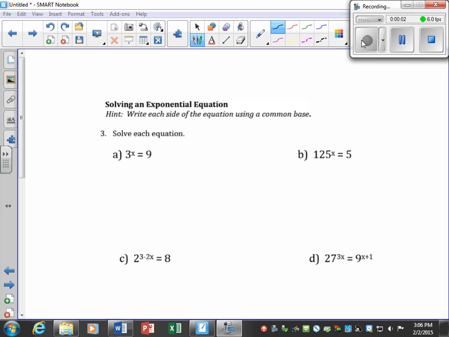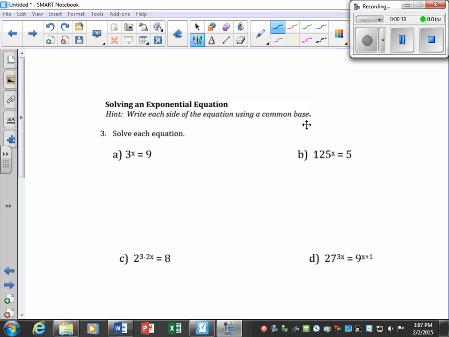The first portion was graphing and becoming familiar with our parent graph of our exponential function, and now we're going to be solving the exponential equations. And so we want to write each side with a common base if possible.